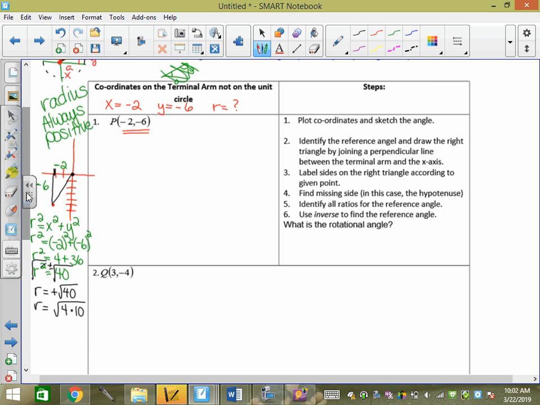Okay, 40, 4 and 10. The 4 comes out and it is a 2. That's gone, and so I'm left with 2 root 10. So my radius is 2 root 10, and it has to be positive because it's a radius. And now I can do every single trig ratio because I need x, y, and r.